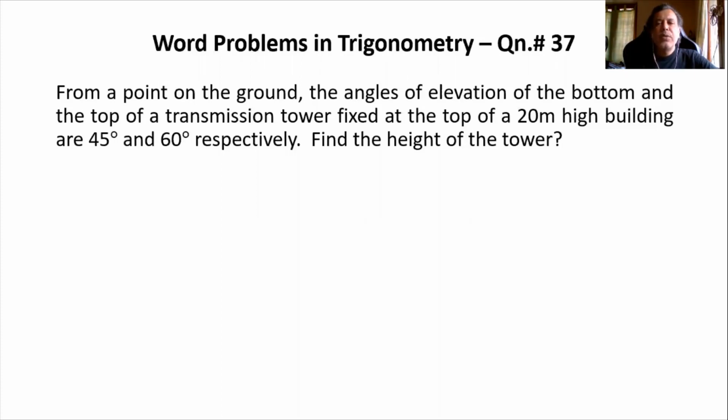Let's move on to the next question, which is question number 37. Let me read the question. From a point on the ground, the angles of elevation of the bottom and the top of a transmission tower fixed at the top of a 20-meter high building are 45 degrees and 60 degrees respectively. Find the height of the tower.